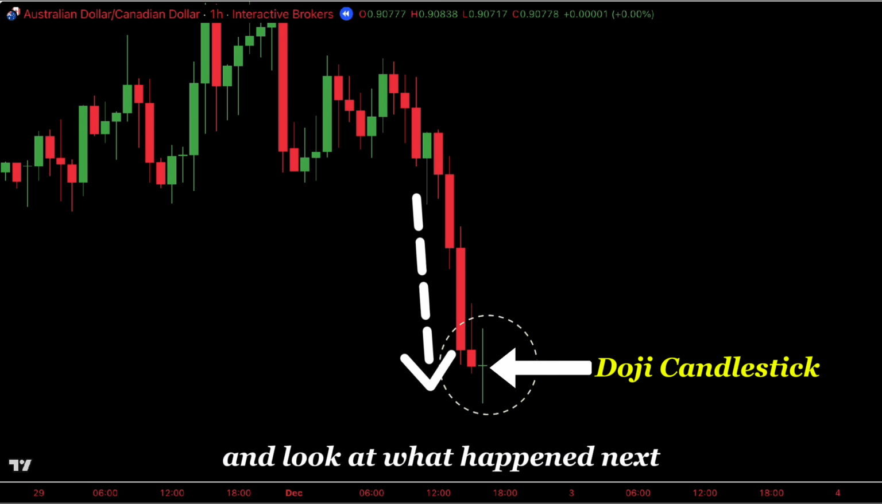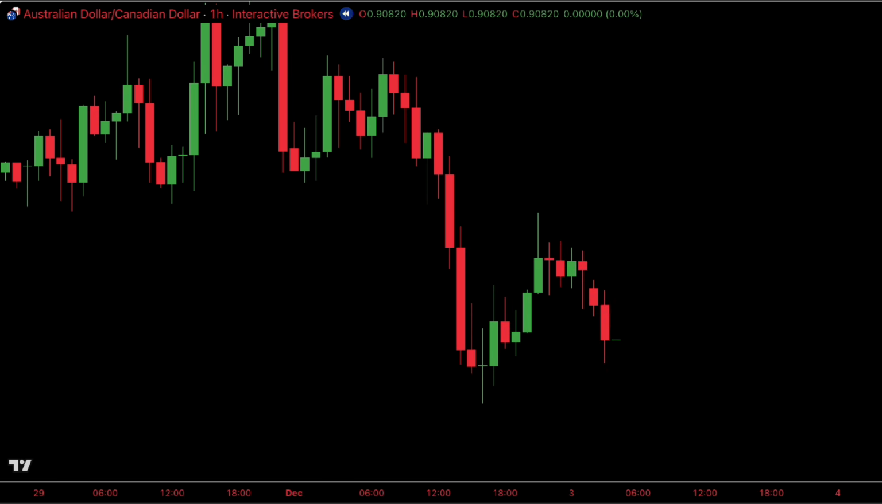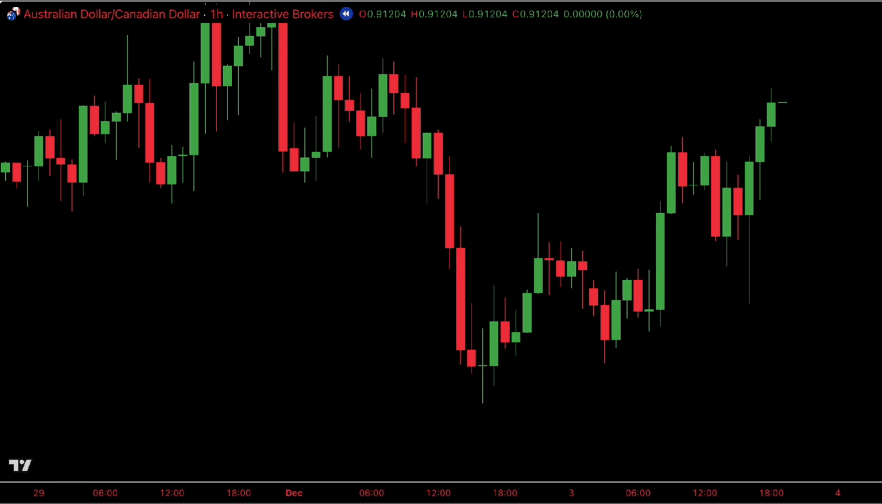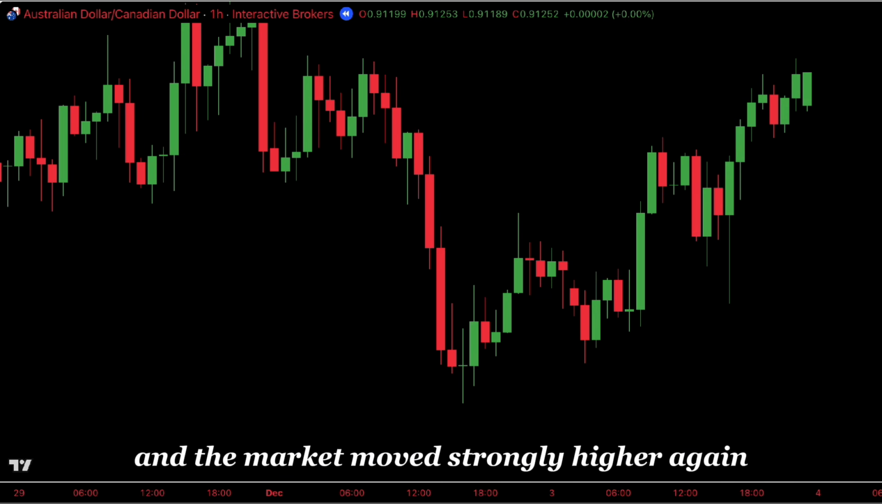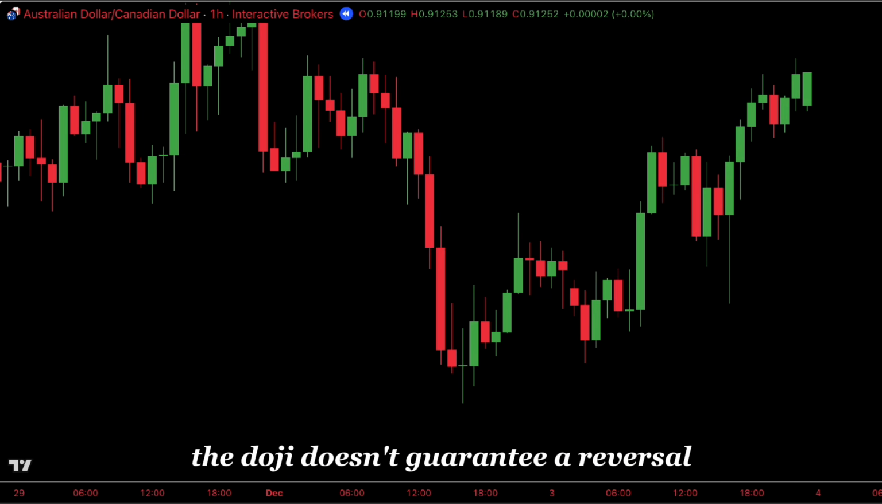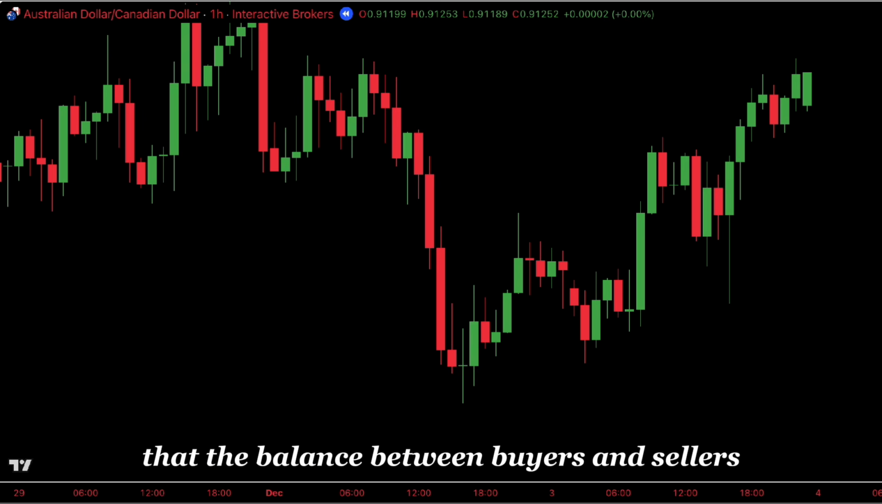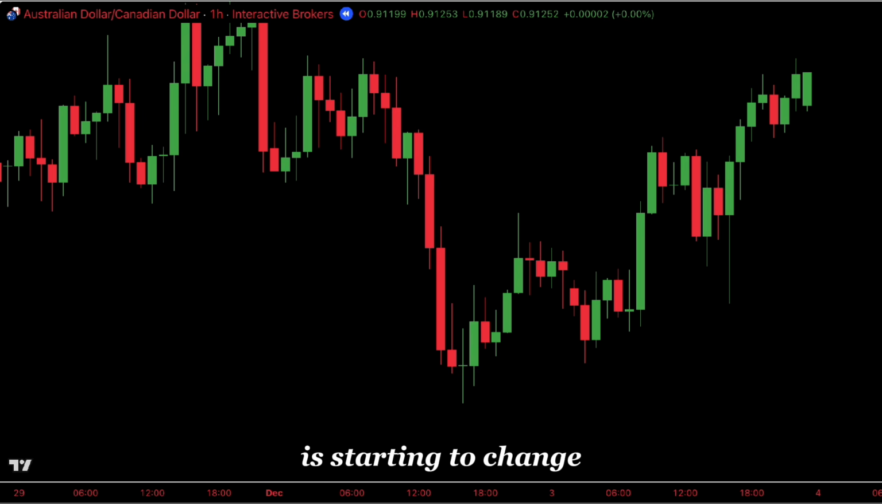And look at what happened next. As expected, buyers took control and the market moved strongly higher. Again, the doji doesn't guarantee a reversal, but when it forms after a strong move, it can give us an important clue that the balance between buyers and sellers is starting to change.